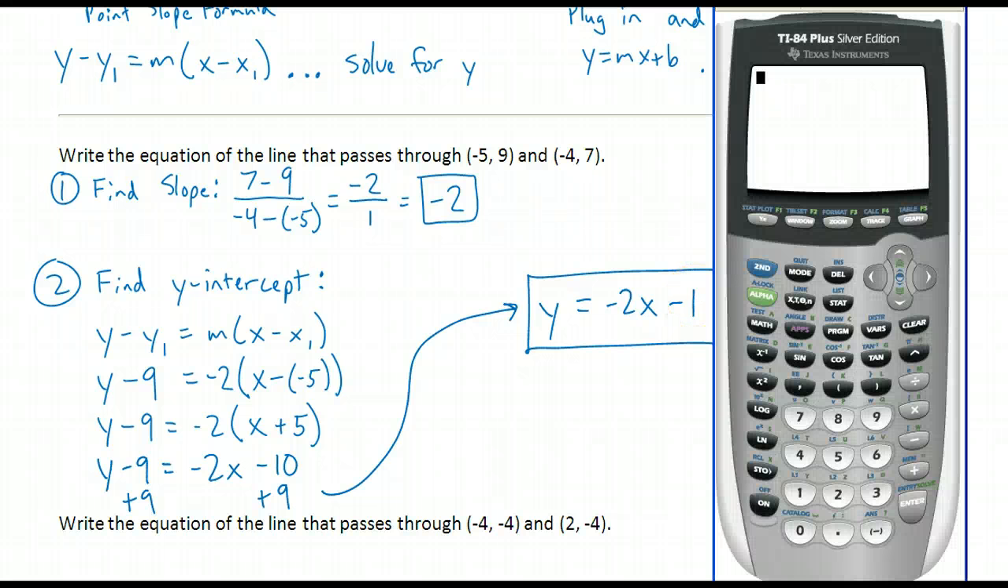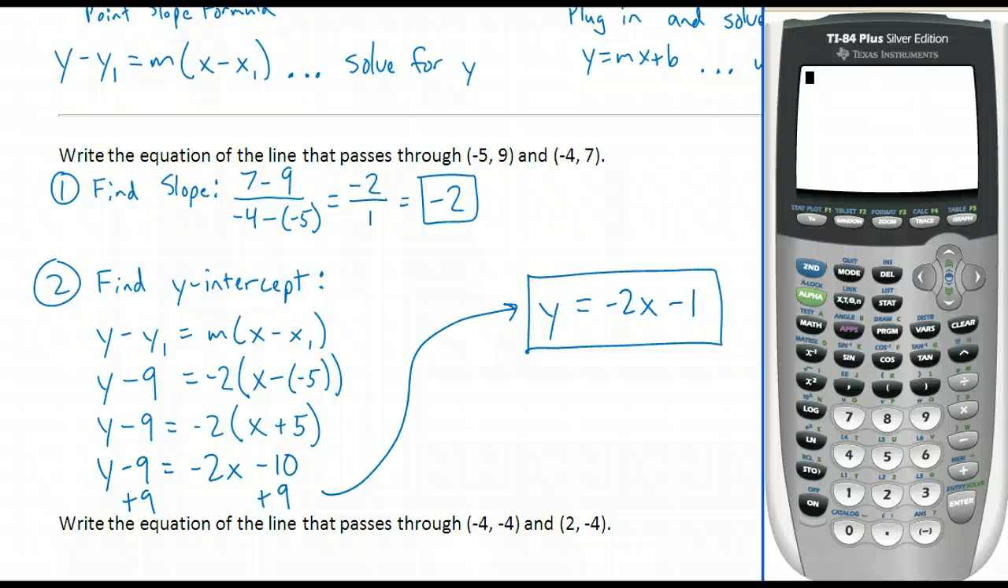I can always check my answer on my calculator. To check my answer on the calculator, I'm going to go to y equals, clear out anything that's in there, make sure that my plots are turned off. If I have a plot turned on, scroll up to it, hit enter, and that'll turn off the plot. And I'm going to enter in negative 2x minus 1.